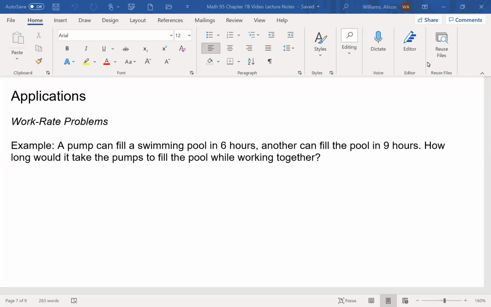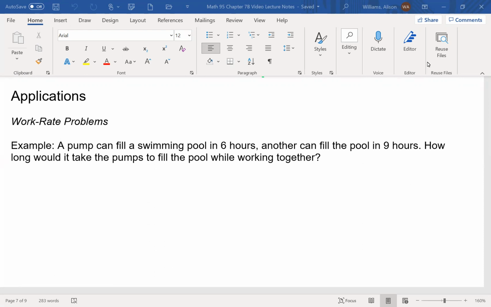In this video, we're going to talk about applications of rational equations, but we're going to really focus on two in particular. First is called a work rate problem. So the idea with a work rate problem is if we have two things working together, they should be able to finish a job faster.